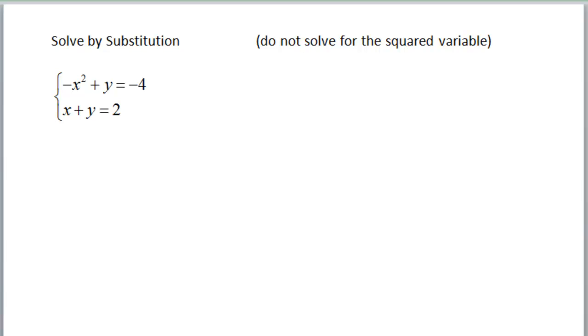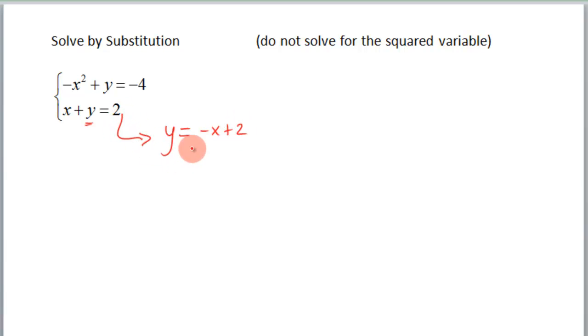So let's solve it by substitution now. We've got to be careful, because if I solve for the x squared, I could get a plus or minus, right? So when you're doing substitution, solve for one of the variables that doesn't have the square in it. So for example, I will maybe solve for y. If I solve for x, that'd be fine, but just don't solve for the x squared. Let's solve the bottom one for y. So I subtract x on both sides, so y equals minus x plus 2.